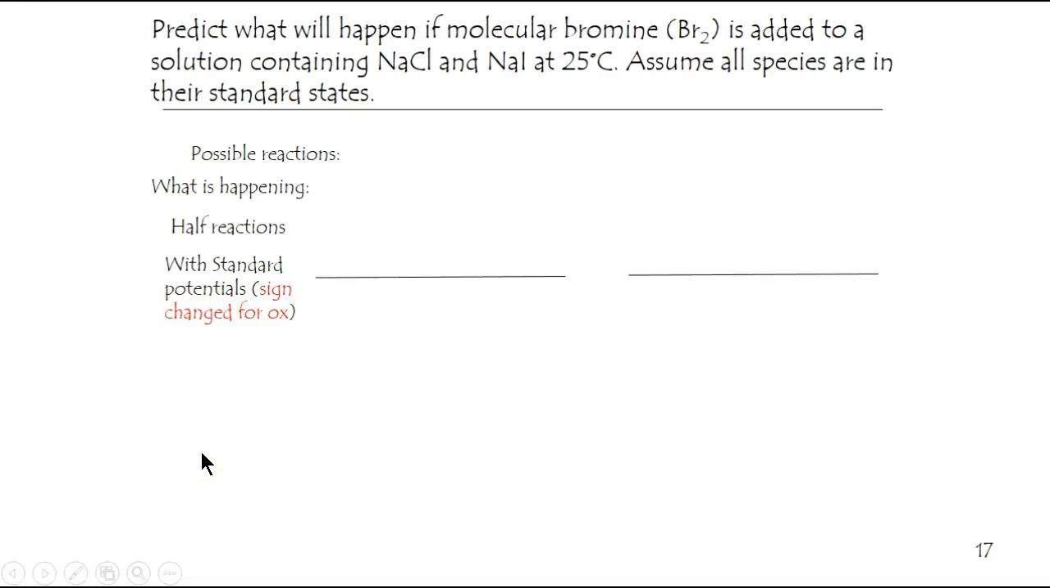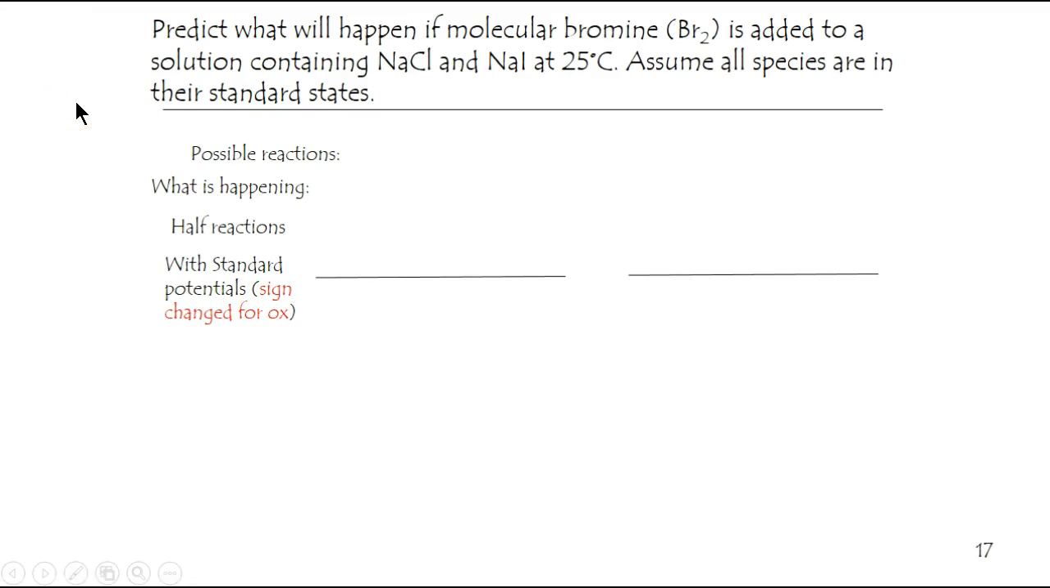In screencast 20.13, we ask ourselves what will happen if you take some bromine and add it to a solution that contains both table salt, that's sodium chloride, and iodized salt, sodium iodide, at 25 degrees Celsius. We assume everything's in its standard state. That way we can look up standard reduction potentials to see what's going to happen.